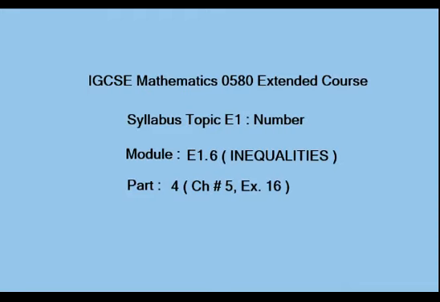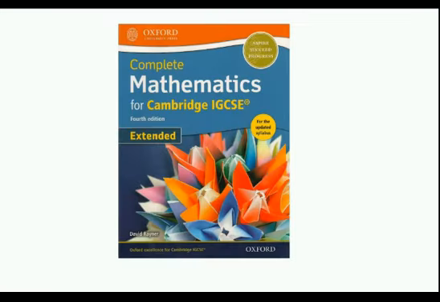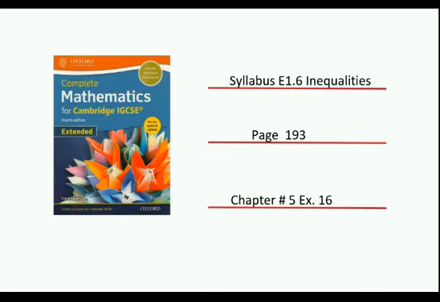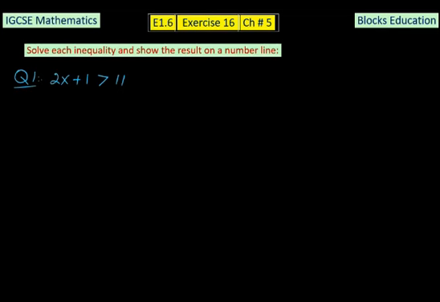Syllabus topic E1 number module E1.6, which is about inequalities, and this is part 4, and in this part we're going to solve exercise 16 of chapter number 5. And to make a better understanding, we are using Complete Mathematics for Cambridge IGCSE extended syllabus written by David Rayner. And for your reference, we are using page number 193 for doing exercise 16 of chapter number 5. Okay, so let's start exercise 16.